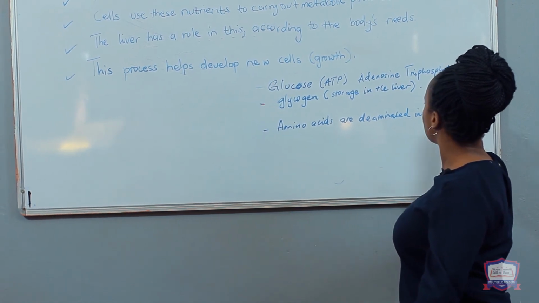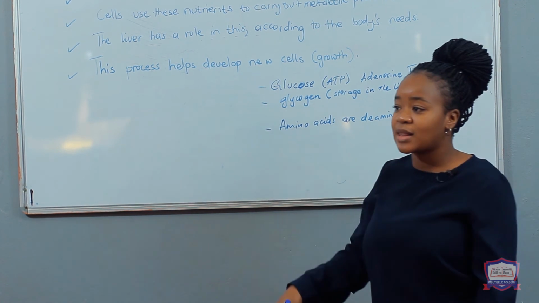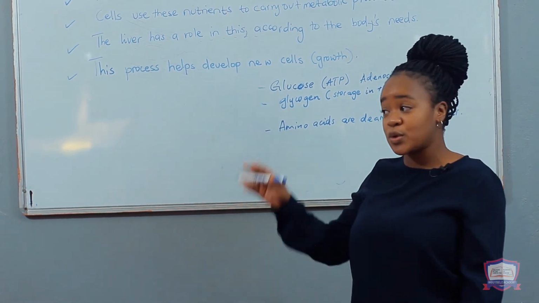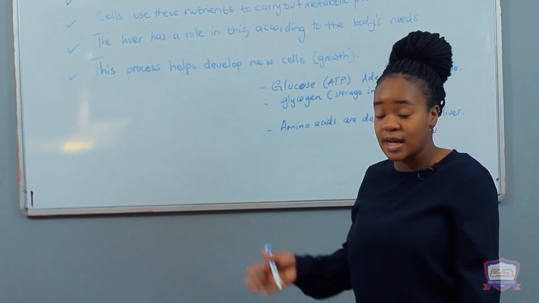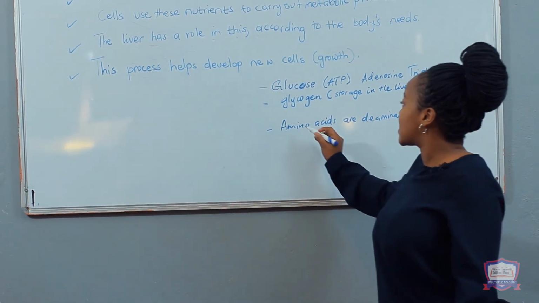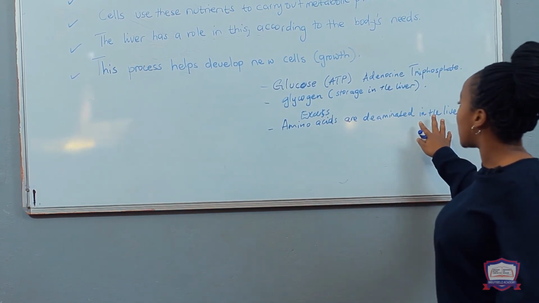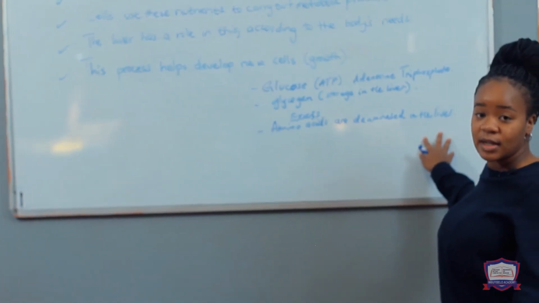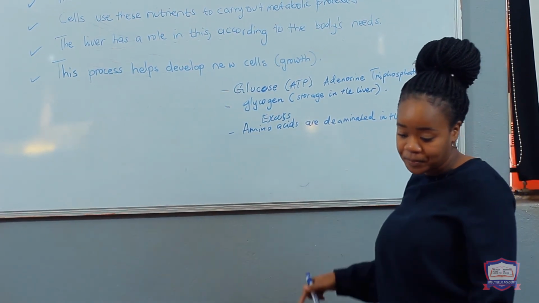What do I mean by this? Remember I said other amino acids are used for growth and tissue repair as well as the production of hormones and enzymes. Excess amino acids are deaminated in the liver, or they are converted to urea in the liver.